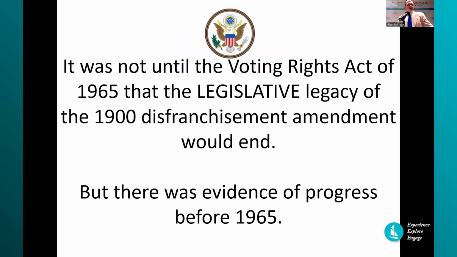It was not until 1965 with the Voting Rights Act that the legislative legacy of this deplorable amendment would finally end. But there was some evidence of progress, and I'm going to leave you here on a little bit of a positive note.